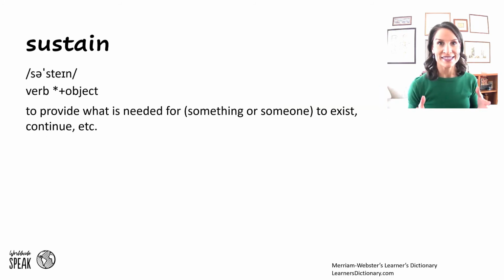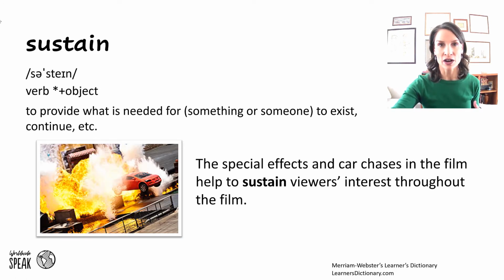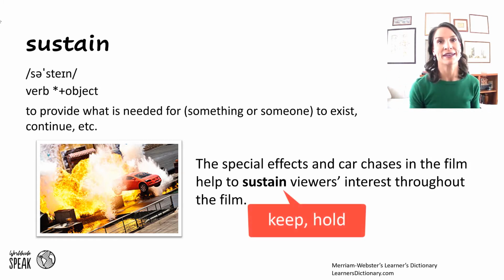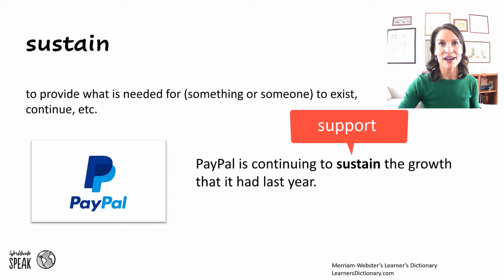So our fourth word is sustain. This is a verb. We need to use it in front of an object, and it means to provide what is needed for something or someone to exist or continue. So let's look at an example. The special effects and car chases in the film help sustain viewers' interest throughout the film. So sustain viewers' interest is basically like hold or keep the viewer's interest, but more advanced. PayPal is continuing to sustain the growth that it had last year. So PayPal is doing something which is allowing this growth to continue, to sustain the growth.